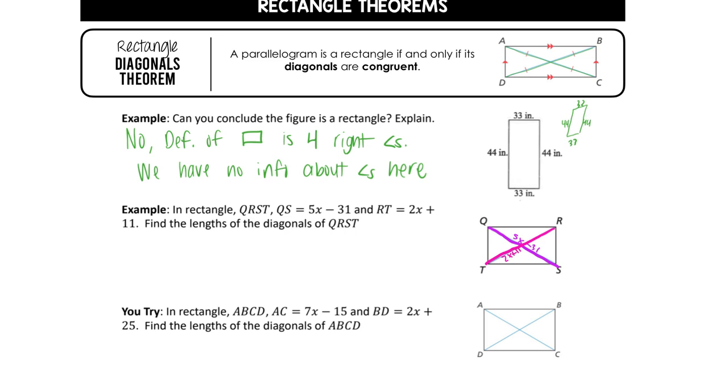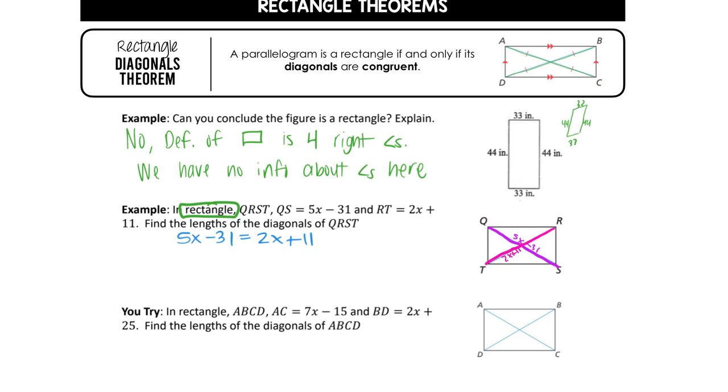So I would start by figuring out what x is, because once we know what x is, we could plug it back in to get the length. And since this is a rectangle, they're telling you right here it's a rectangle, that means diagonals have to be congruent. So you would just set these two equal to each other. So 5x minus 31 equals 2x plus 11.